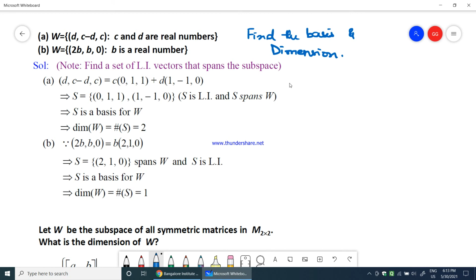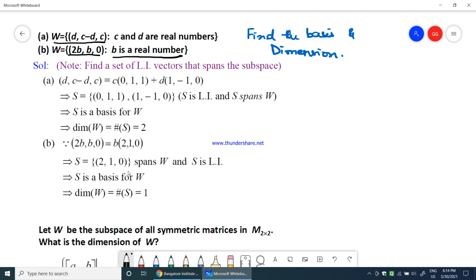Let us consider these two problems now. There is a subset W given: W is equal to D comma C minus D comma C, where C and D are real numbers, and another W which is given here is 2B comma B comma 0, where B is again a real number. They are asking you to find the dimension and basis for this particular subspace W.